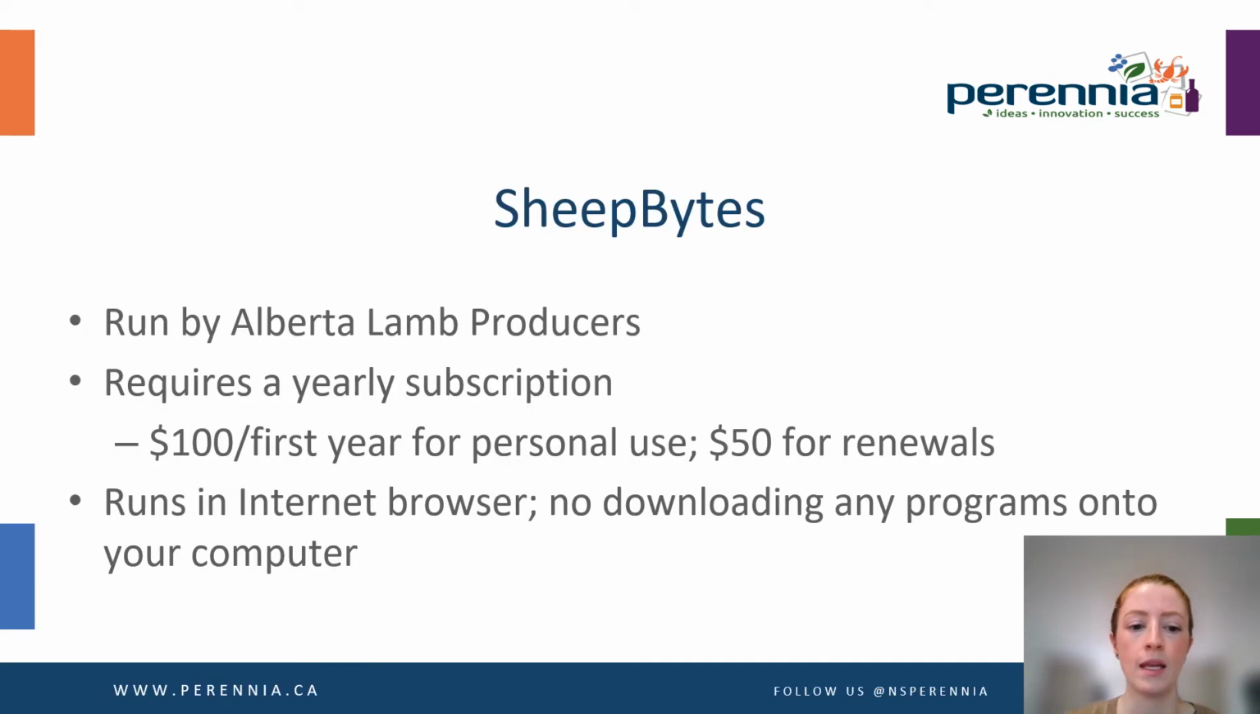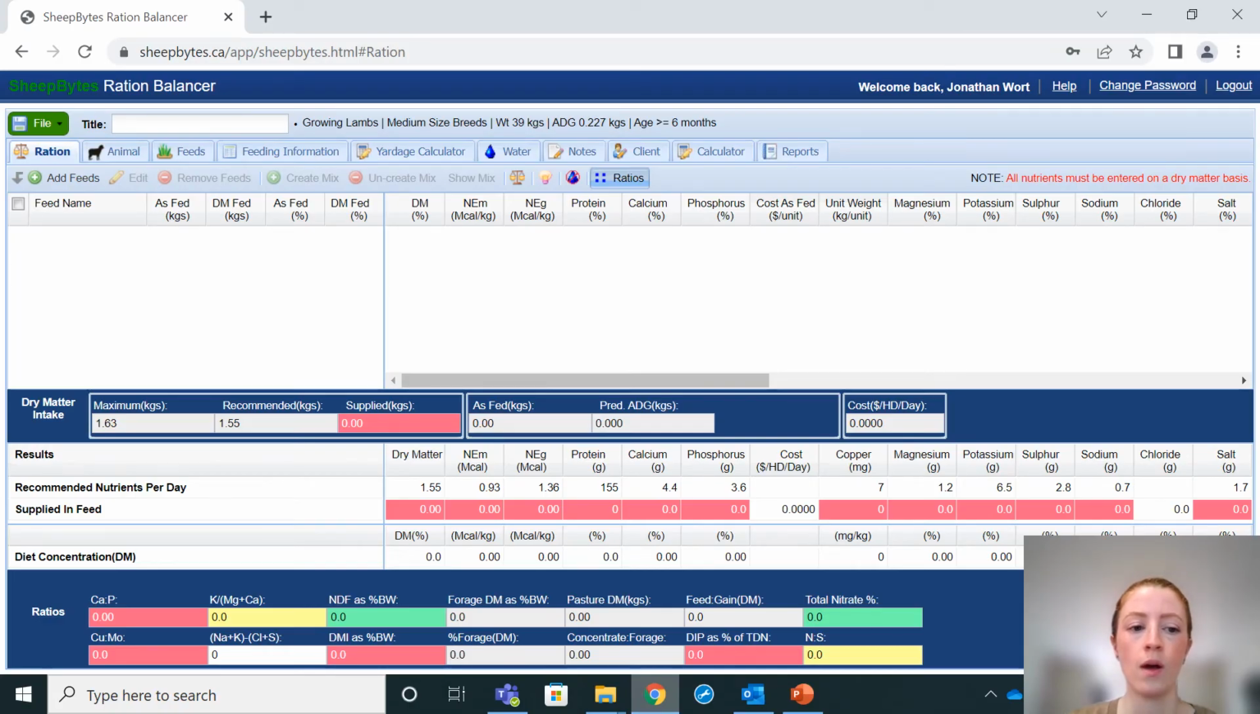So it's run by the Alberta Lamb Producers. It does require a yearly subscription, so it's $100 for that first year for a personal subscription, and then subsequent years after that, it's $50 for renewal, and it runs in your internet browser, so you don't have to download any programs onto your computer. So it's stored online in a database. So I have access to a commercial subscription, so I'm actually not sure how this is going to compare to the personal subscription, but I assume it's very similar.